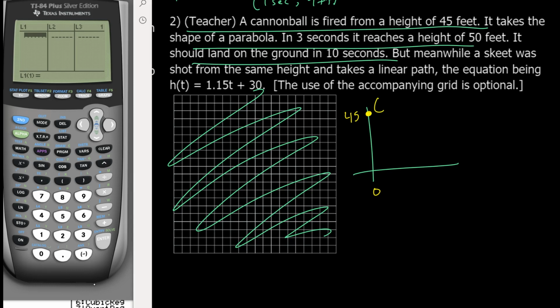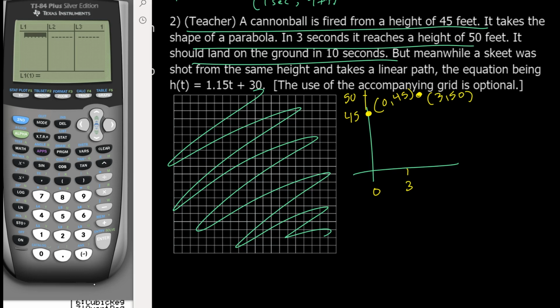Wait, how do you get to the table? Hold on. First, we're doing this. First, we're going to graph this little tiny graph. Then it says it takes the shape of a parabola. In 3 seconds, it reaches a height of 50 feet. So after 3 seconds, it's at 50 feet. What is that coordinate point? 3, 50.